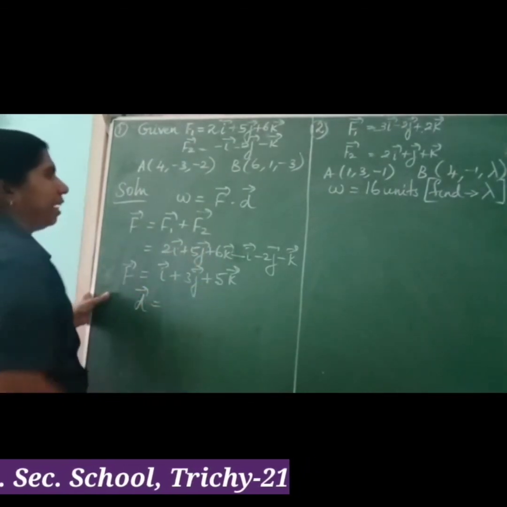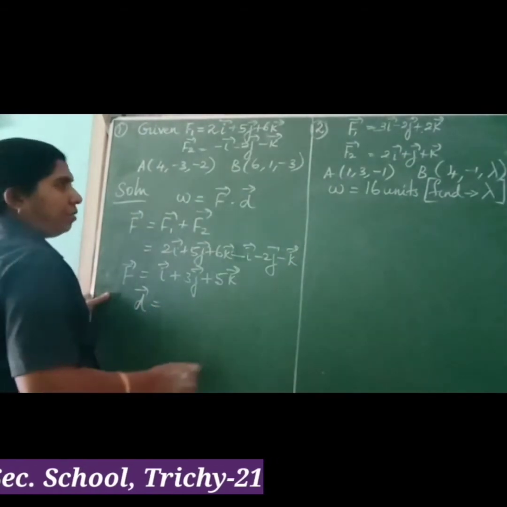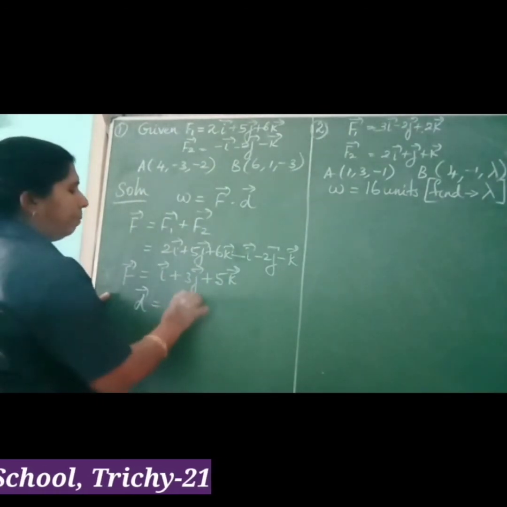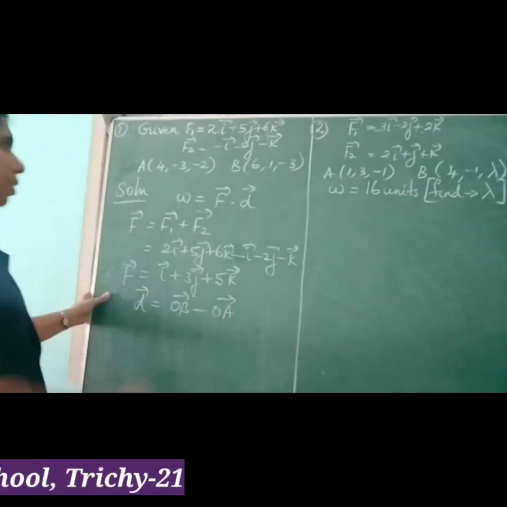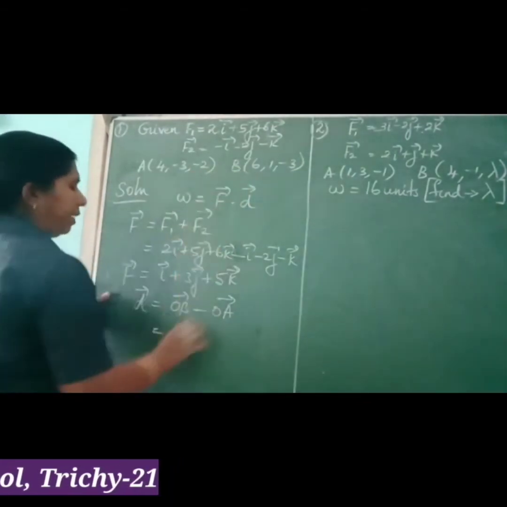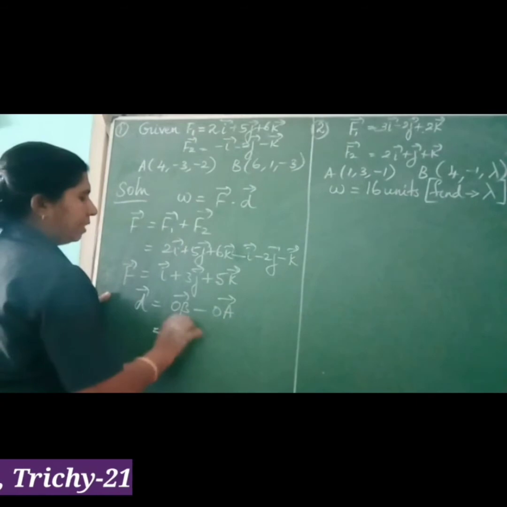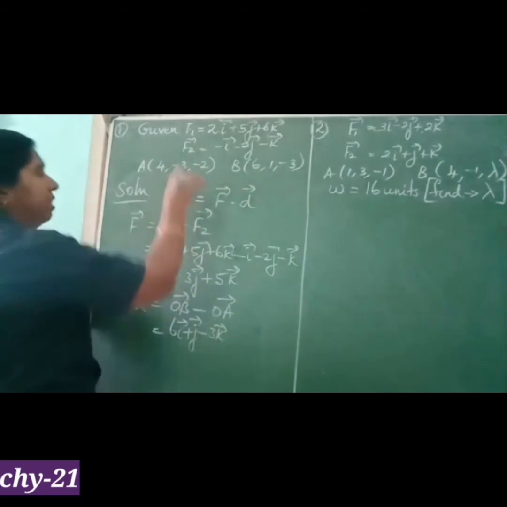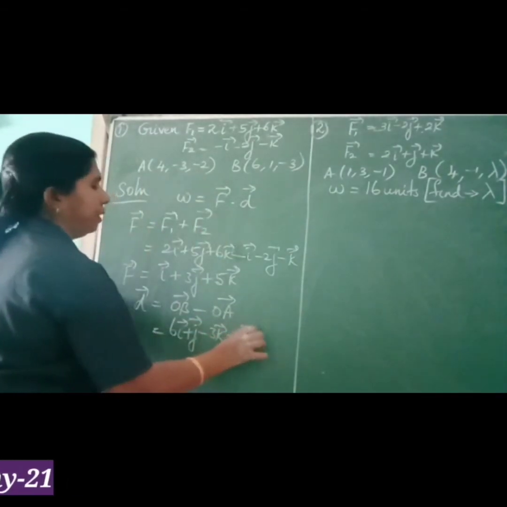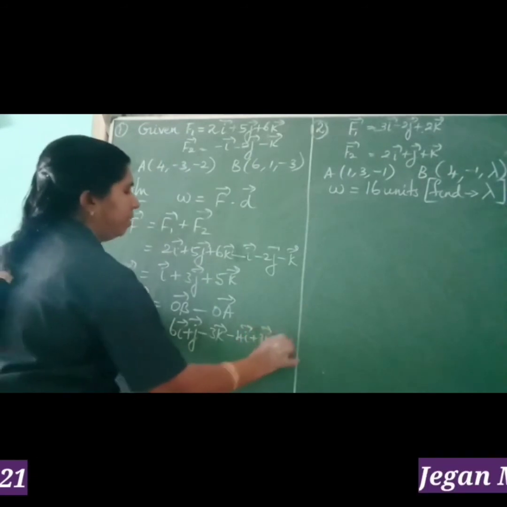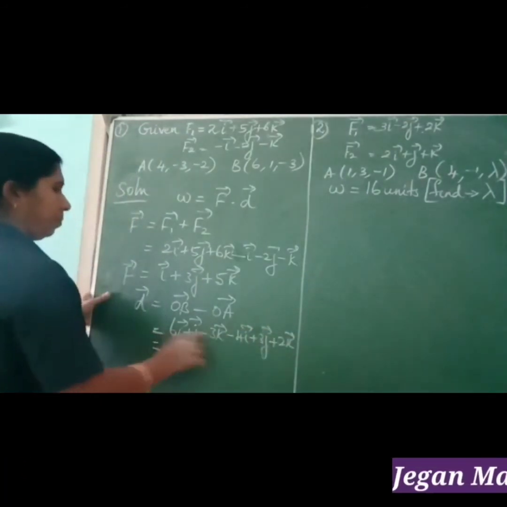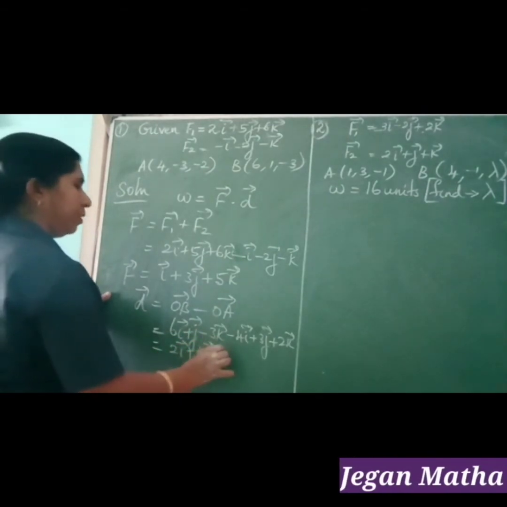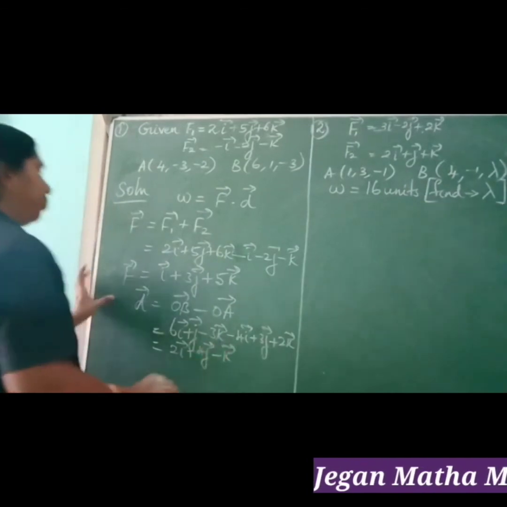Displacement D is equal to, always you have to find out the displacement by subtracting ending point minus initial point. So when we are writing these 2 points in vector form, this can be written as 6i plus j minus 3k minus of, so minus 4i plus 3j plus 2k. That gives 2i plus 4j minus k. This is the value for D.